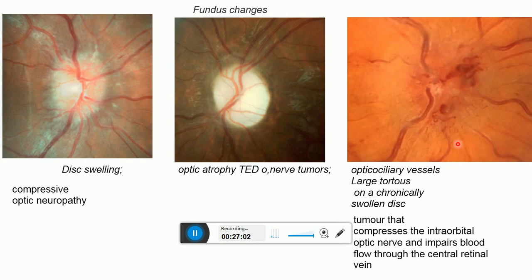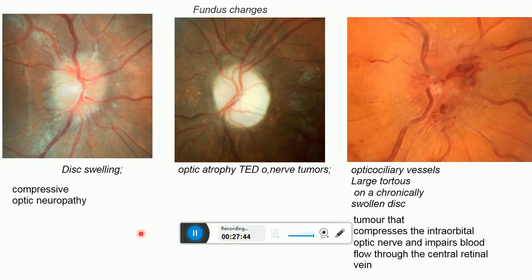The collaterals may be associated with any orbital or optic nerve tumor that compresses the intraorbital optic nerve and impairs blood flow through the central retinal vein. The most common tumor associated with shunts is optic nerve sheath meningioma, but they may also occur with optic nerve glioma, central retinal vein occlusion, idiopathic intracranial hypertension, and glaucoma.